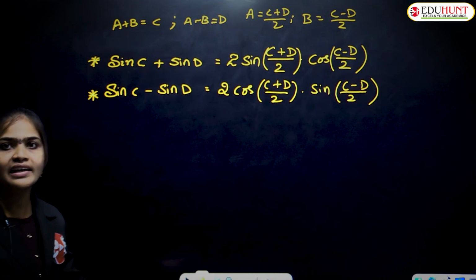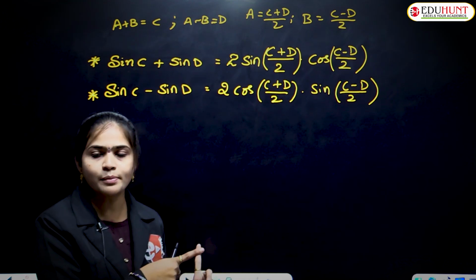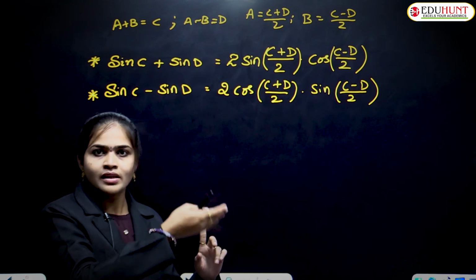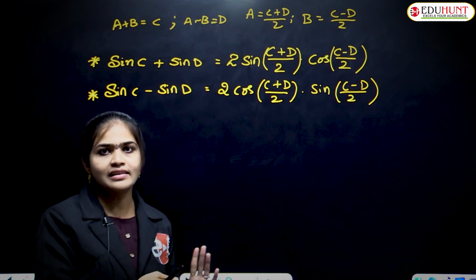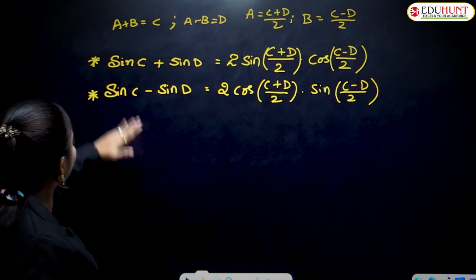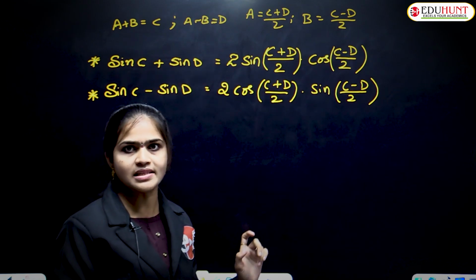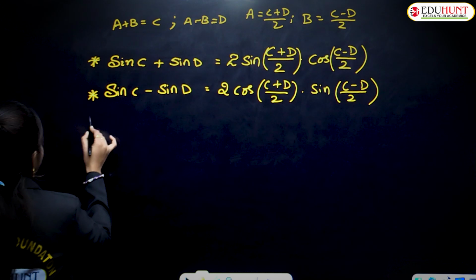So children, how did we learn the formulas related to multiples and submultiples? First we learned multiple angles, just by substituting A by 2, we are learning by substituting values, right? Then submultiple angles. In the same way here also, if you learn compound angles, we will know the transformation formulas. Okay, so see here.